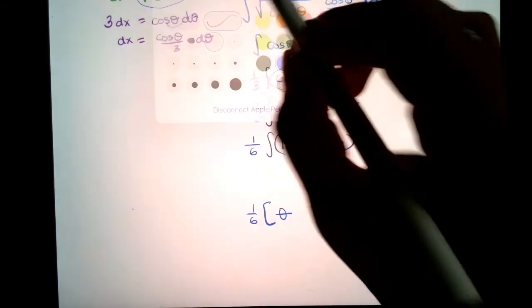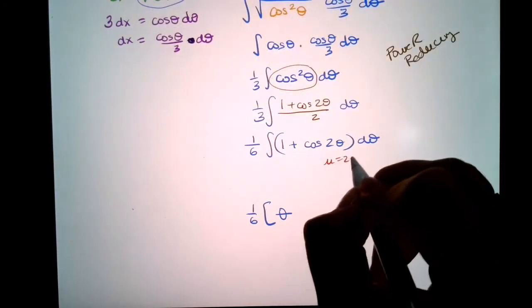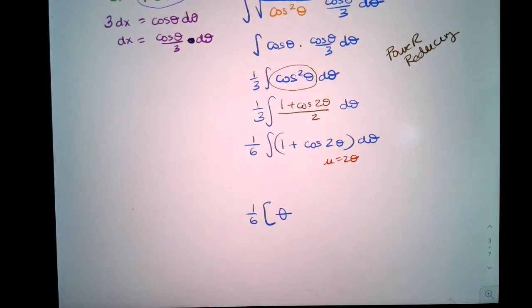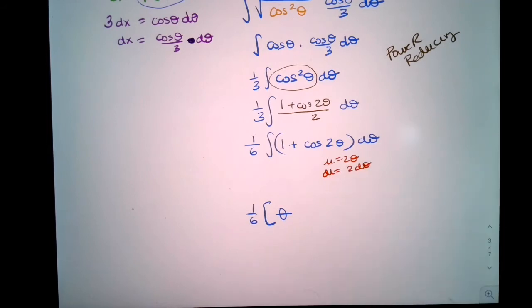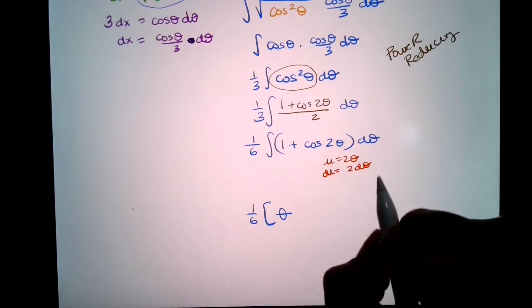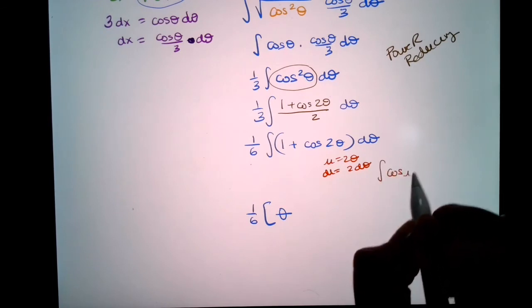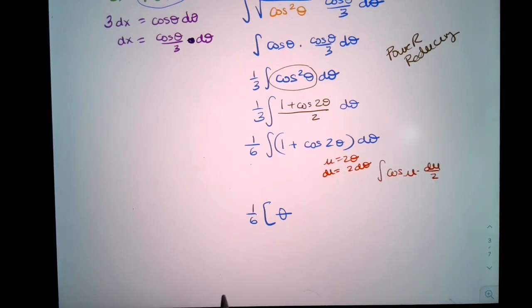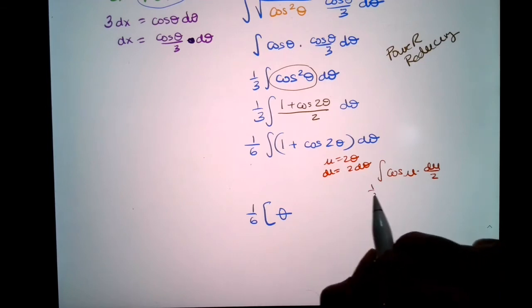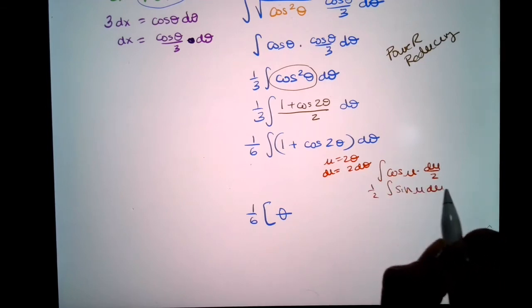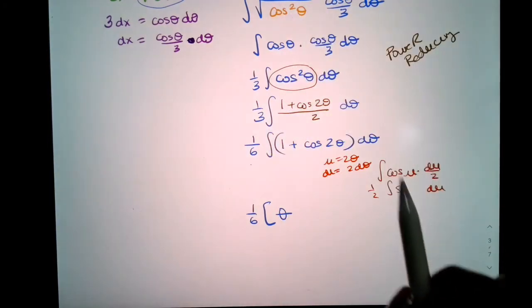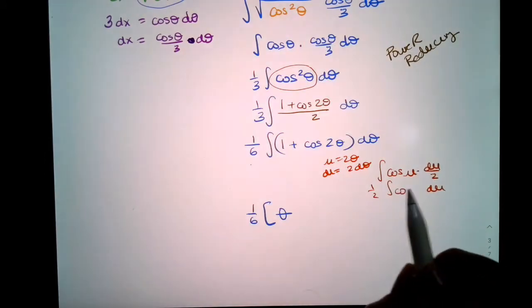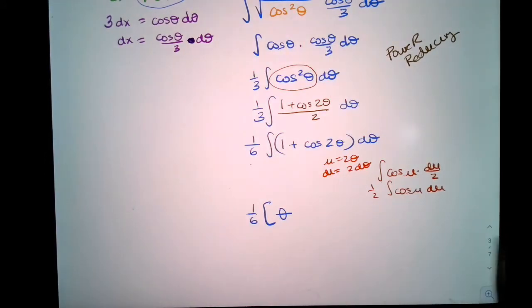What I need here is to go back to a u substitution. This is doable. I'm just going to let u equal 2 theta, du equals 2 d theta. And what I end up having here is, well, let's see, I have the integral of cosine of u times du over 2. So that means I have the integral of 1/2 cosine of u, which, the integral of cosine is sine. So I'm going to throw that in here.